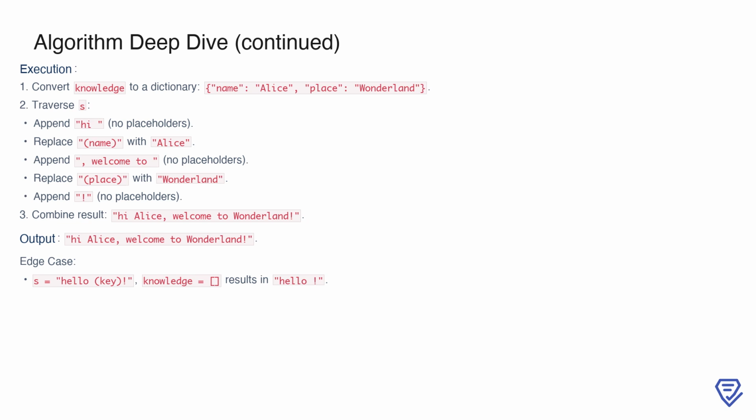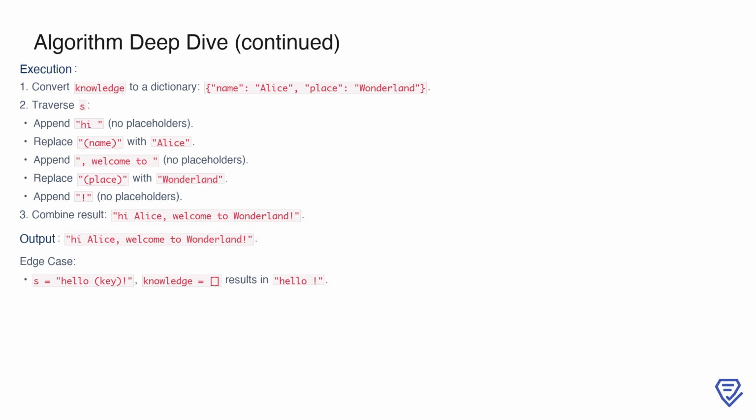First, we convert the knowledge list into a dictionary for quick lookups: name: Alice, place: Wonderland. Then, we traverse the string s. We start by appending the substring "Hi" since it contains no placeholders. Upon encountering (name), we replace it with Alice and add it to the result. Next, we append the substring "welcome to", which also contains no placeholders. We then replace (place) with Wonderland and append it. Finally, we append the exclamation mark. Combining all these parts, we get the final string, "Hi Alice, welcome to Wonderland!"